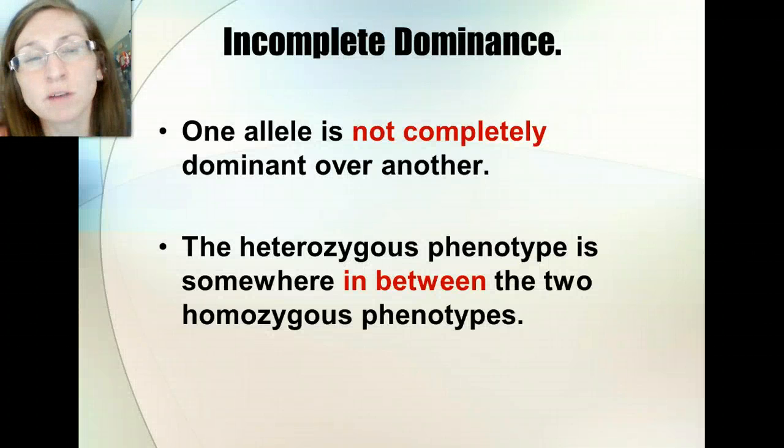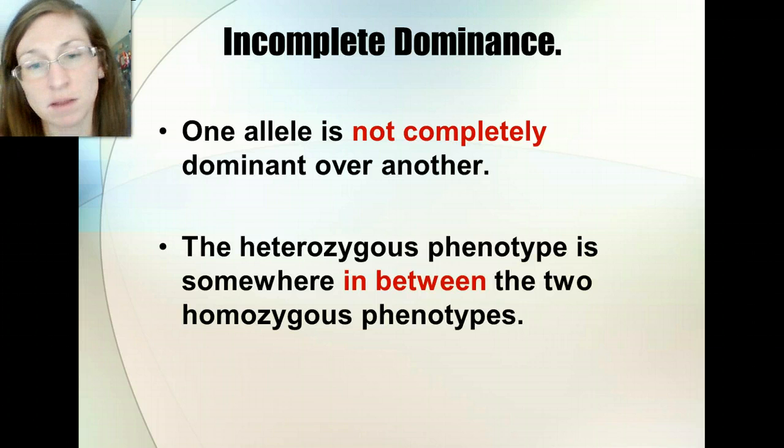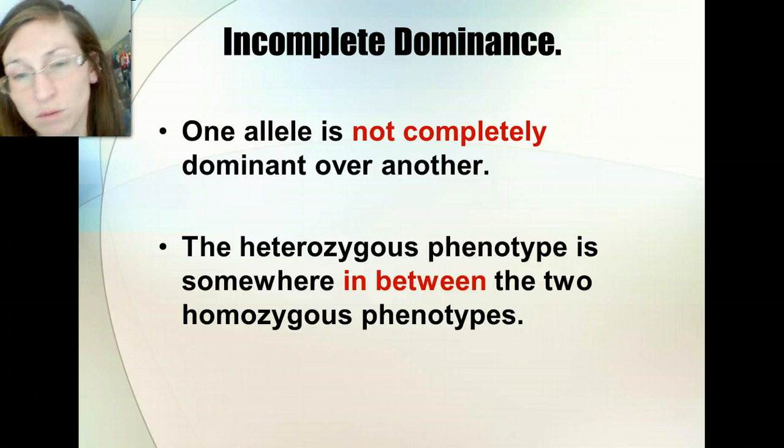The first one we're going to talk about is incomplete dominance. This is when one allele is not completely dominant over the other. The heterozygous phenotype, or the hybrid version, is going to be somewhere in between, or basically a mix of the two homozygous phenotypes. And I'm going to show you an example that has to do with flower color.